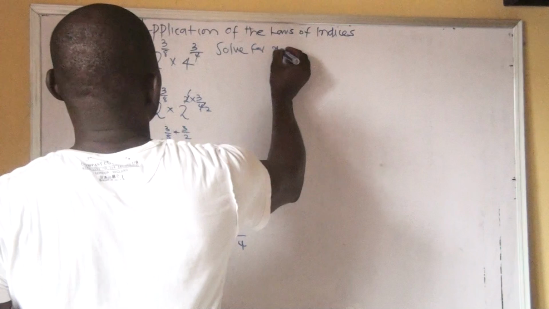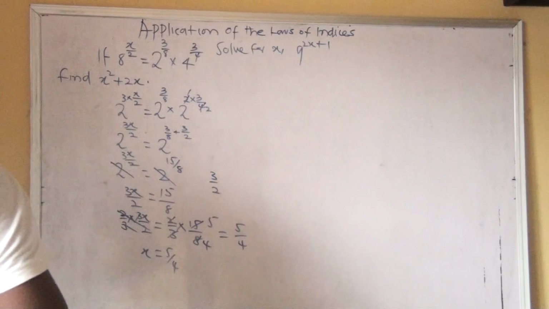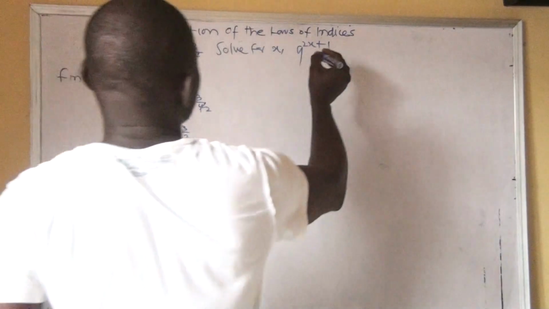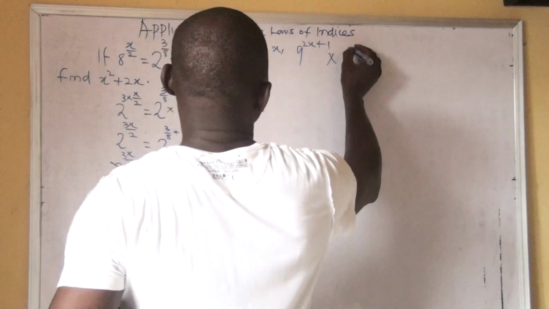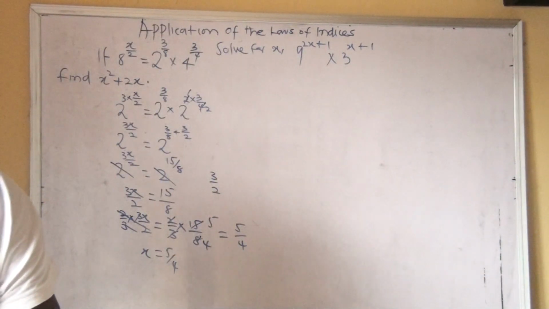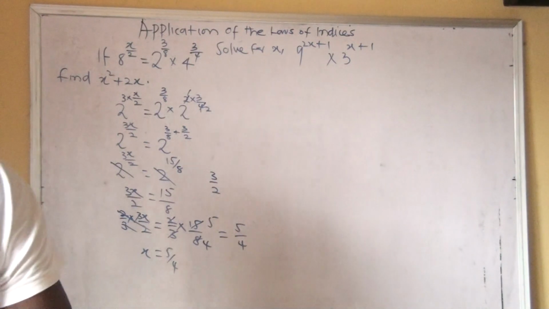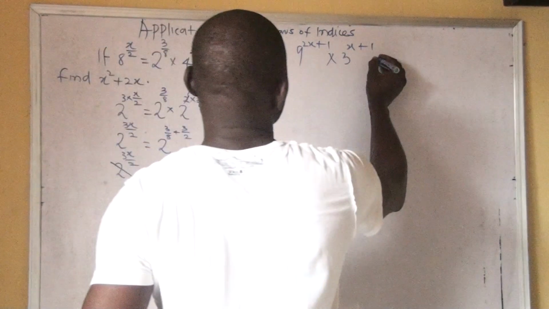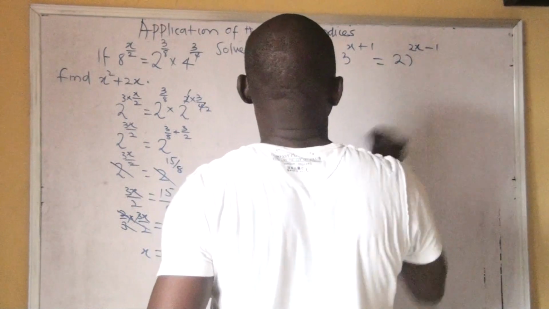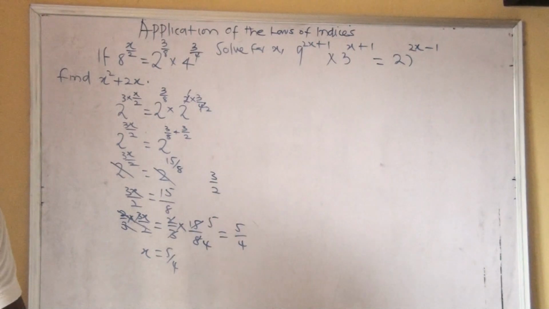For x, I have 9 raised to the power 2x plus 1, times 3 raised to the power x plus 1, is equal to 27 raised to the power 2x minus 1. Okay, let's look at how we can solve this.